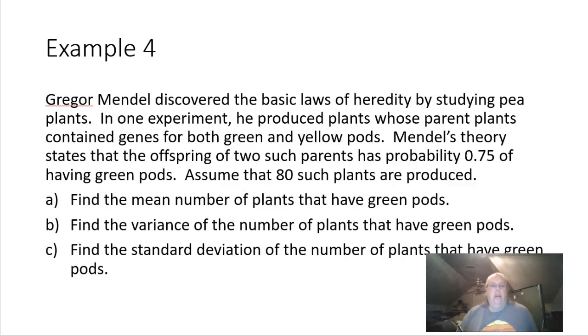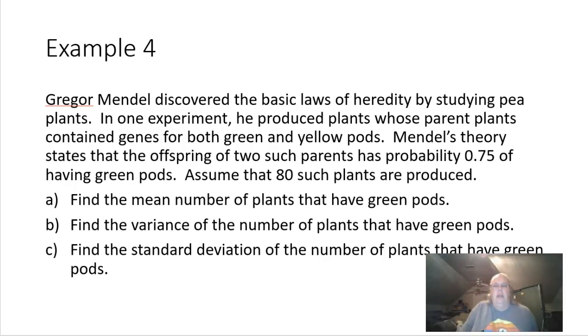Example 4. Gregor Mendel discovered the basic laws of heredity by studying pea plants. In one experiment, he produced plants whose parent plants contained genes for both green and yellow pods. Mendel's theory states that the offspring of two such parents has the probability 0.75 of having green pods. Assume that 80 such plants are produced. Find the mean number of plants that have green pods.